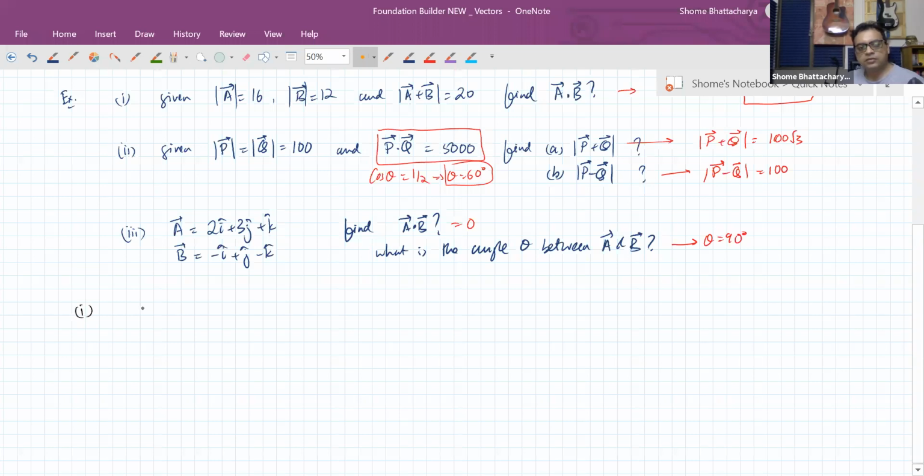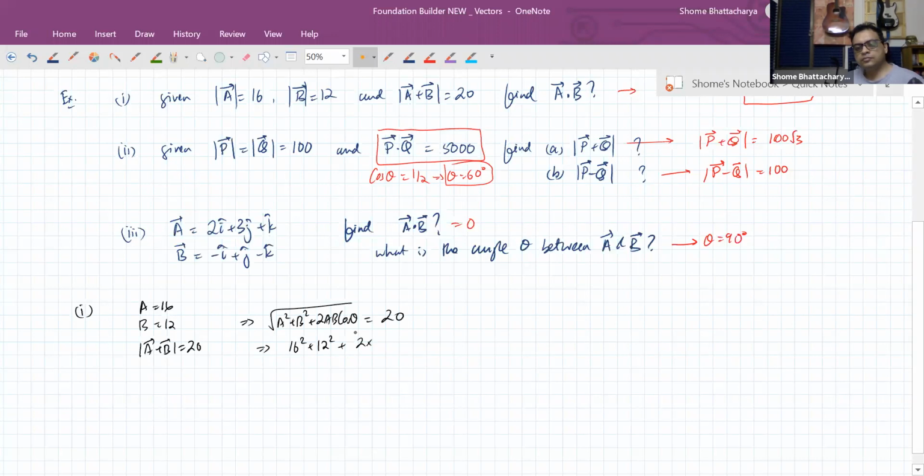In the first one, A is 16, B is 12, and magnitude of A plus B is 20. So you can see that root of A square plus B square, this is 20. So when you solve this, you will get cos theta as 0. So that will tell you that theta is equal to 90 degrees.